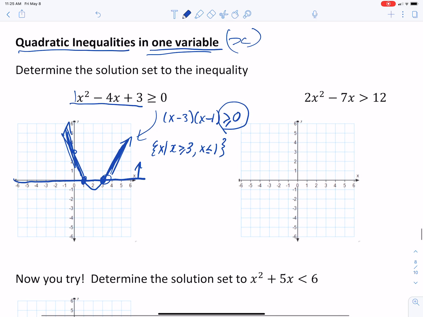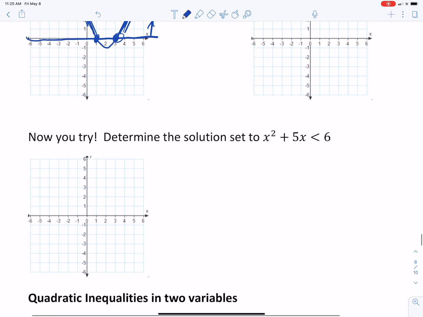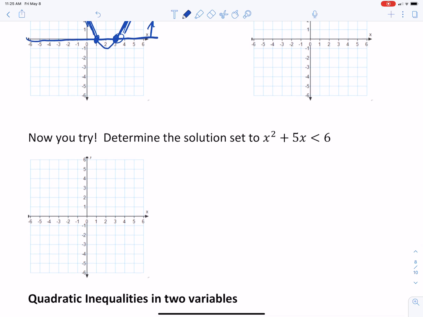All right, here's one for you to try. Very similar. x squared plus 5x, I would take away 6. When is that less than 0? So why don't you try that one and see if you get the right solution set.